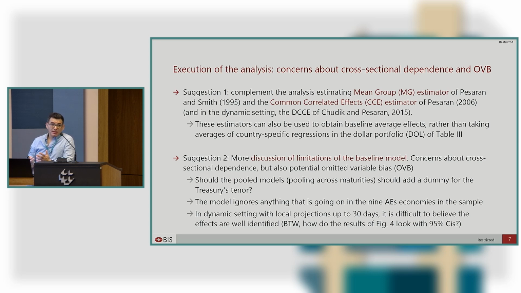And I think that the paper also should have a more extensive discussion of the limitations of the methods that are presented, and particularly take a little bit more seriously concerns about omitted variable bias. For example, a question that I have is whether the pooled model should add a dummy for the Treasury's tenor. It was not crystal clear from the presentation whether the pooled model is across maturities. So I'm asking whether there should be a dummy variable for each tenor. Anyway, that's one comment.